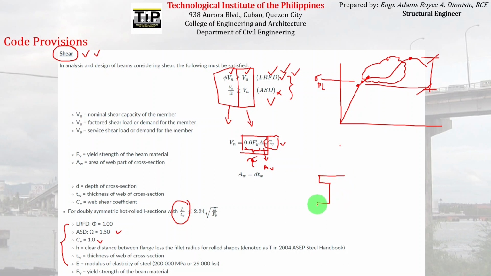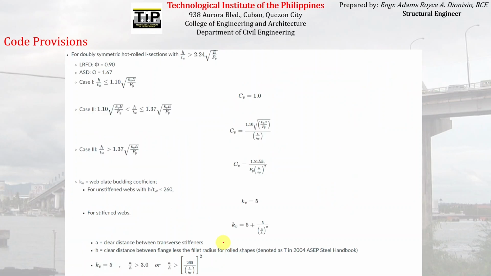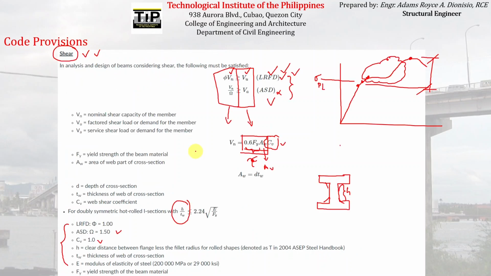So the h that is being defined there is actually the height or width of the web alone. Although if there is a fillet, you have to subtract as well the radius of that fillet. tw is the thickness of the web, E is the modulus of elasticity, Fy is the yield strength of the steel section. So that is for doubly symmetric hot rolled sections with h over tw less than or equal to this.